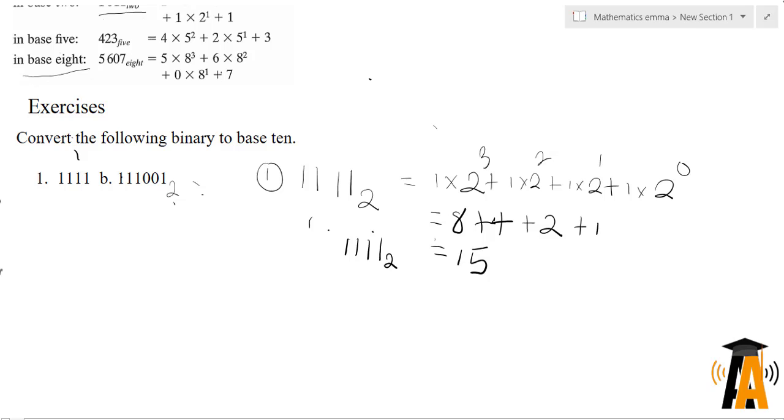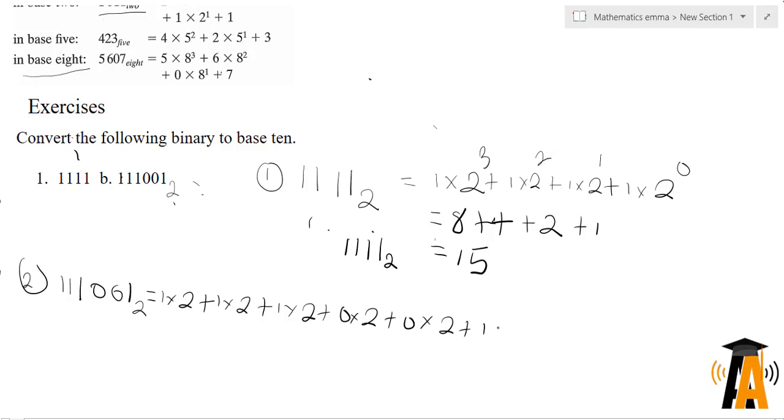Second example, we have 1 1 1 0 0 1 in binary, which is in base 2, is equal to 1 times 2 plus 1 times 2 plus 1 times 2 plus 0 times 2 plus 0 times 2 plus 1 times 2. So on the power of the base we have 0 1 2 3 4 5. So we have 2 to the power 0, 2 to the power 1, 2 to the power 2, 2 to the power 3, 2 to the power 4, and 2 to the power 5.